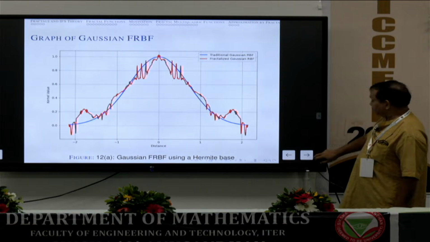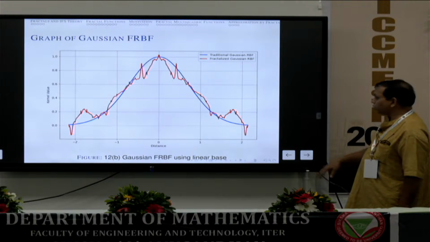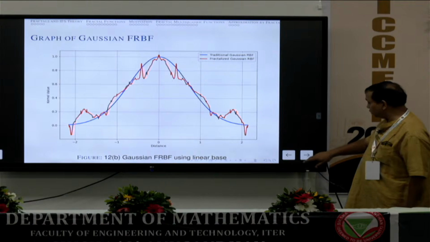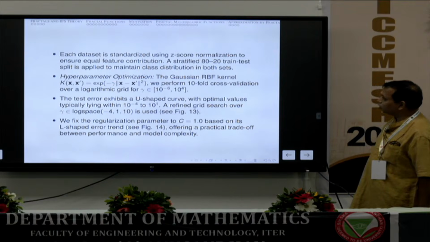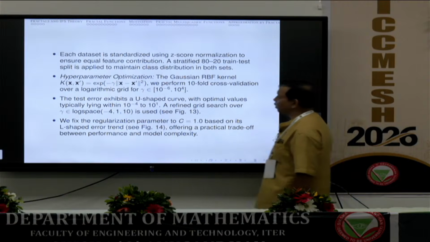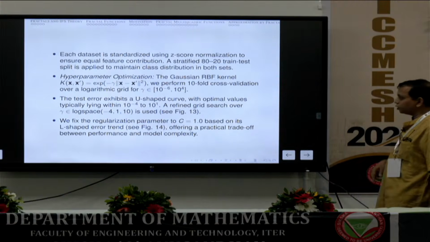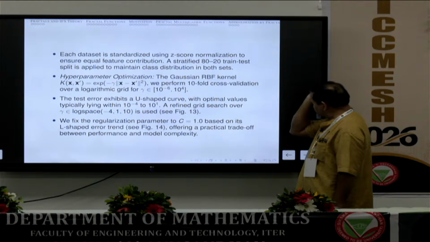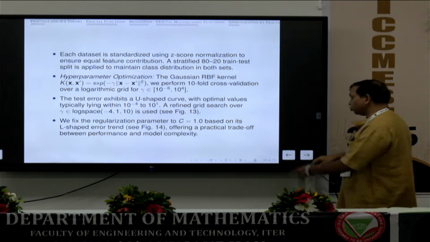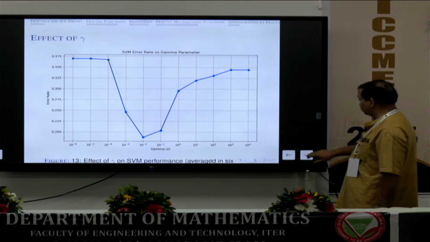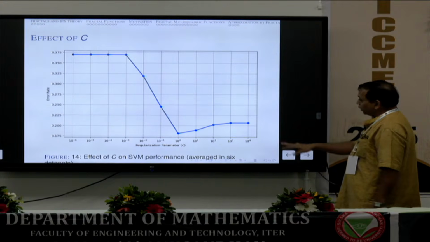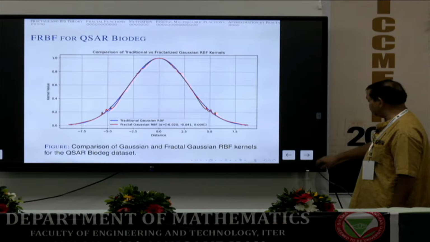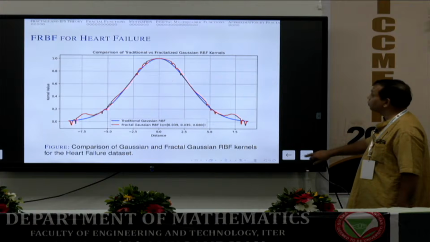Here I have shown you change the different parameters. You can get an infinite number of different types of fractal radial basis functions, in particular in the Gaussian case. Because it is difficult to optimize both gamma and the parameters of the fractals, first we did a 10-fold cross validation for this value of gamma, and we also fixed the value of C. We used a program in Python and got the values of C and gamma, then you optimize the values of alpha.